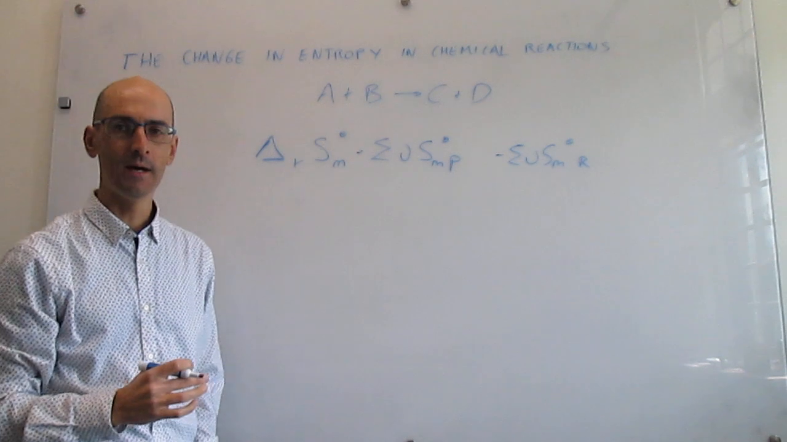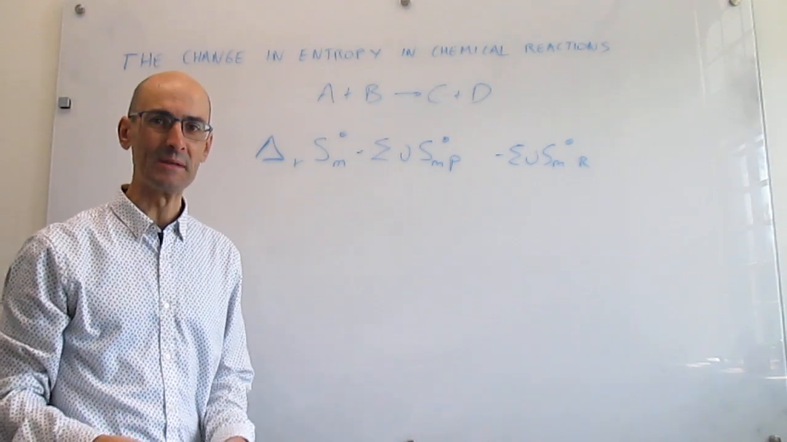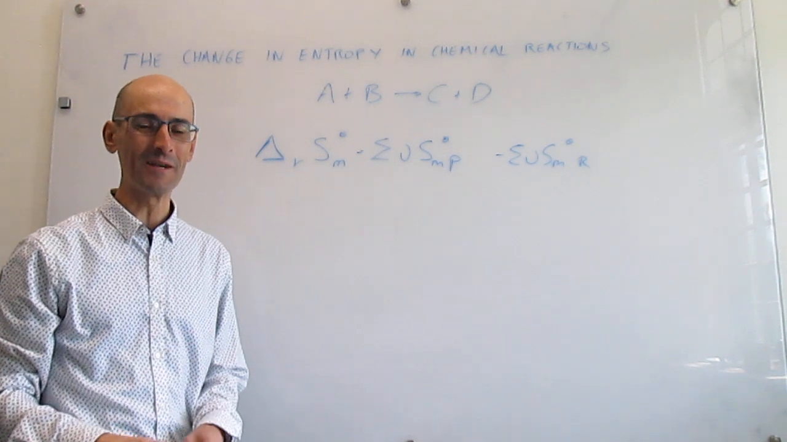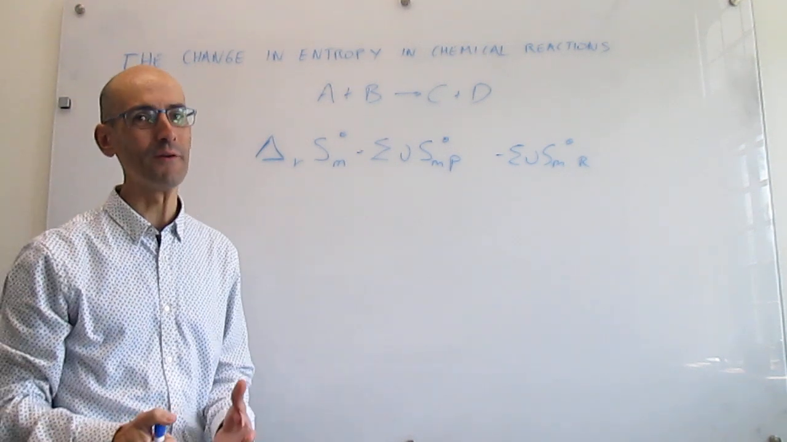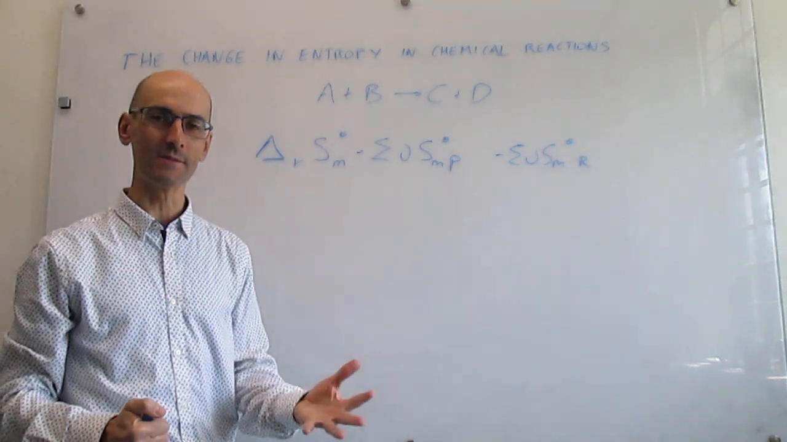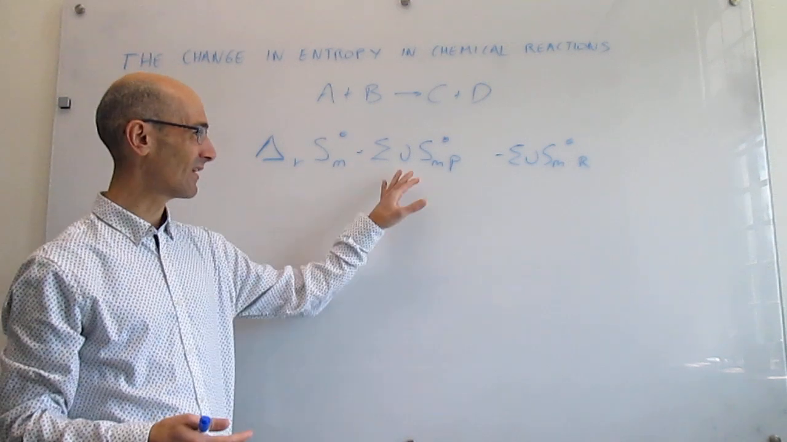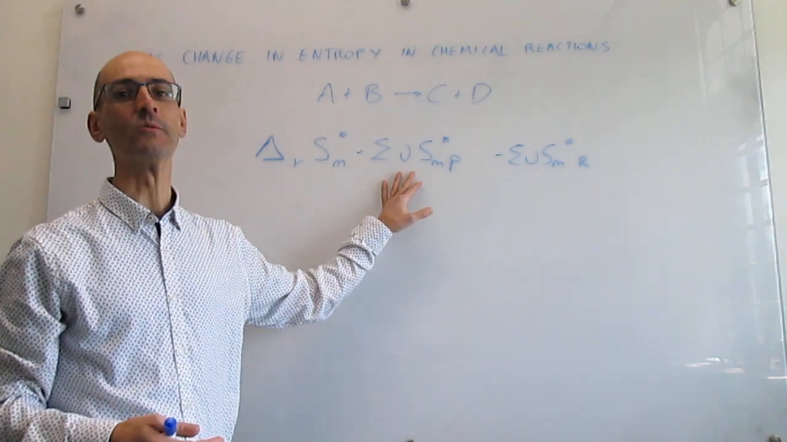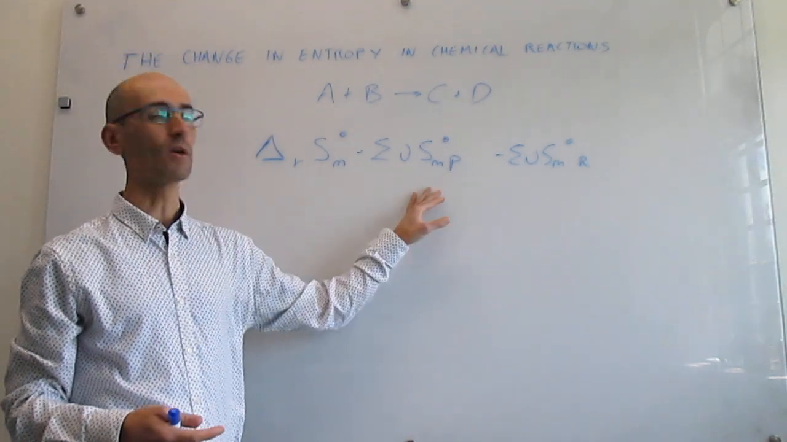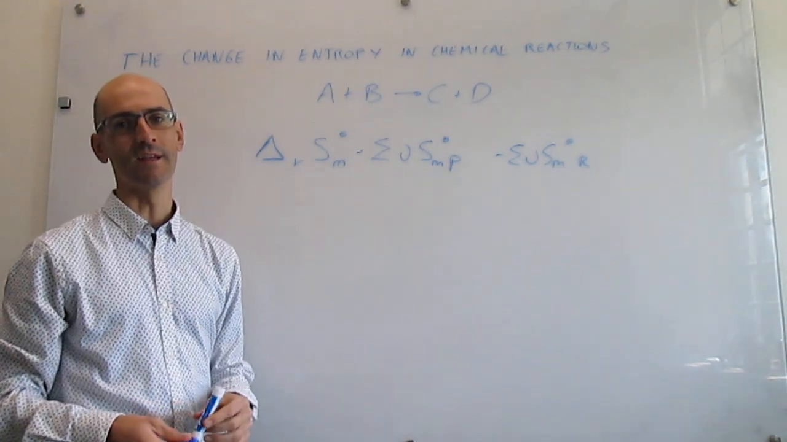Hopefully this video has shown you how simple it really is to calculate the change in entropy in a chemical reaction if you have absolute molar entropies for reagents and products. In the next video, where we handle the third law, we're going to learn exactly how to calculate those absolute molar entropies for substances that can be conveniently used to obtain the change in entropy in a chemical reaction.